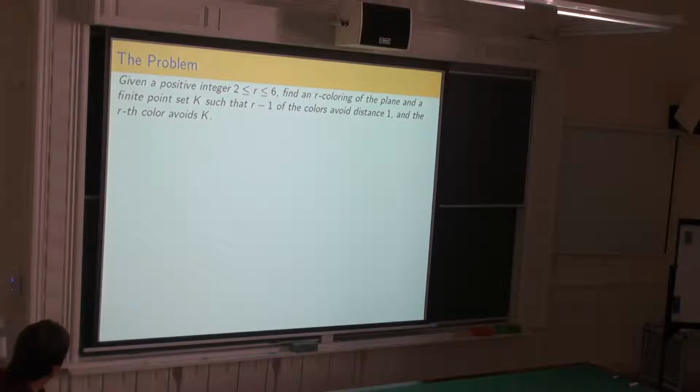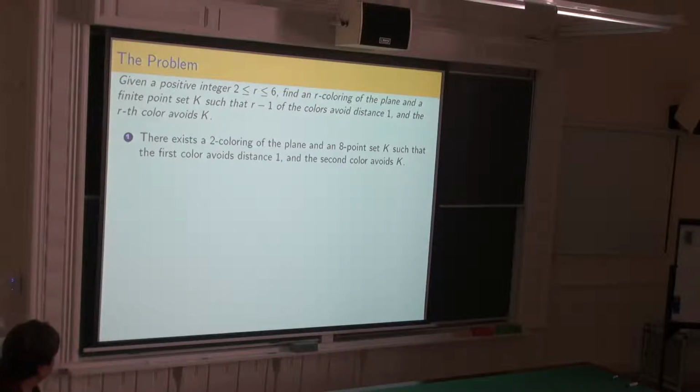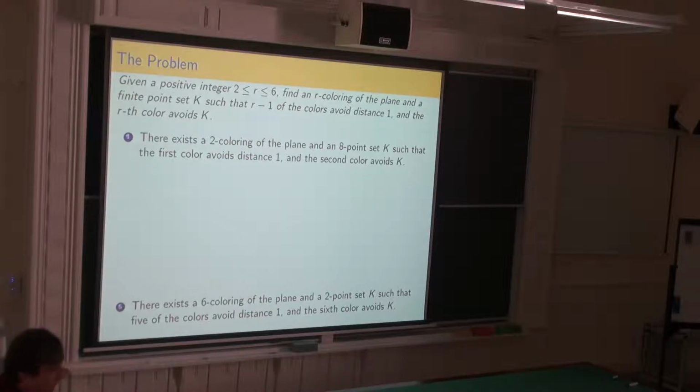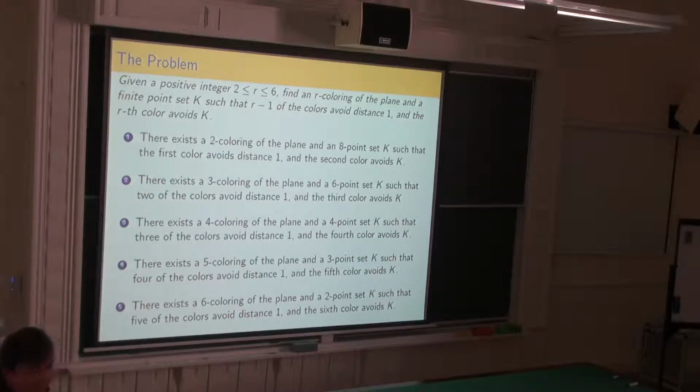So if you think for a second, there exists a 2-coloring of the plane and an 8-point set, so that the first color avoids distance 1 and the second color avoids K. Well, this is exactly Toth and Csizmadia's result that I mentioned earlier. And then there is a 6-coloring of the plane and a 2-point set K, a pair of points at distance D, where D is in that interval, such that 5 of the colors avoid distance 1 and the 6th color avoids K. And that's exactly Seufer's result that we saw originally. So the question is, of course, what happens for 3, 4, and 5 colors?